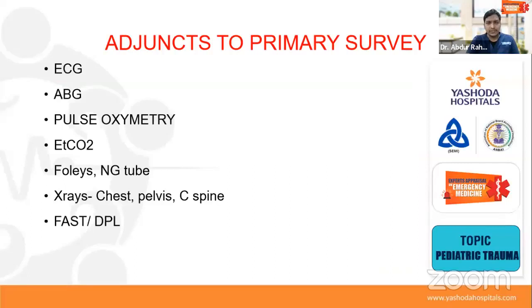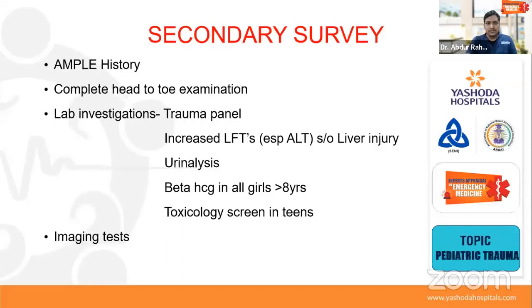And these are the adjuncts to the primary survey. So after finishing the primary survey of airway, breathing, circulation, disability, and exposure and environment, we should proceed with the adjuncts like ECG, ABG if required, pulse oximetry, ETCO2, tubes and Foley's, and X-rays like chest X-ray, pelvic X-ray, and C-spine X-ray, and FAST and DPL, diagnostic peritoneal lavage.